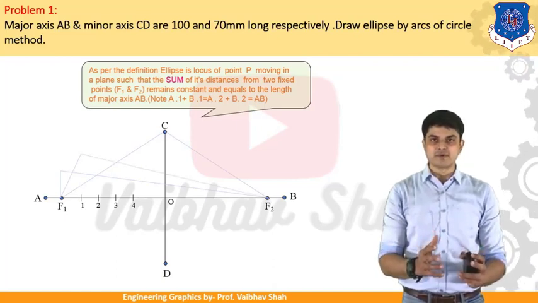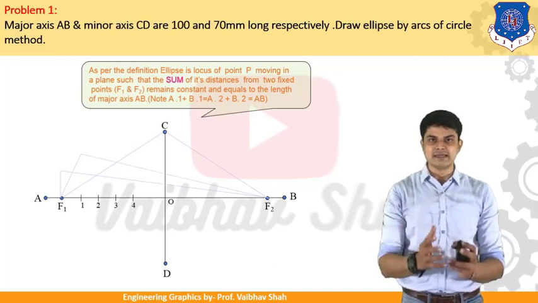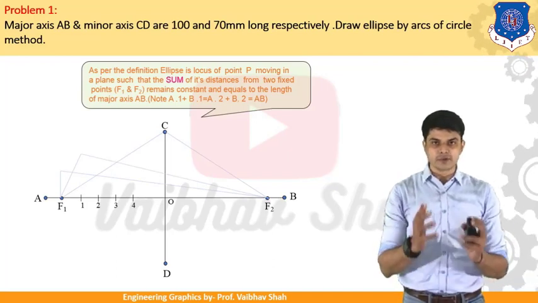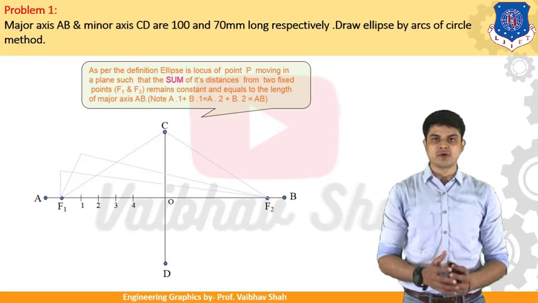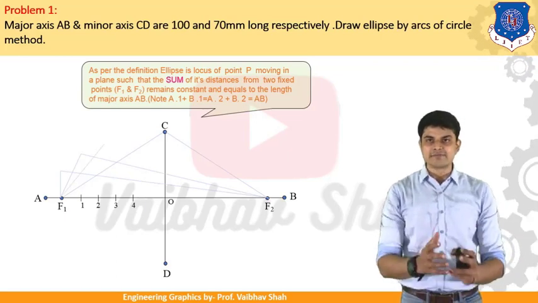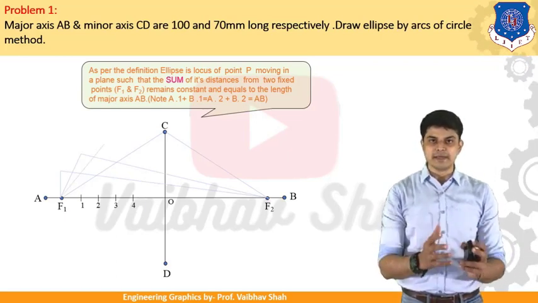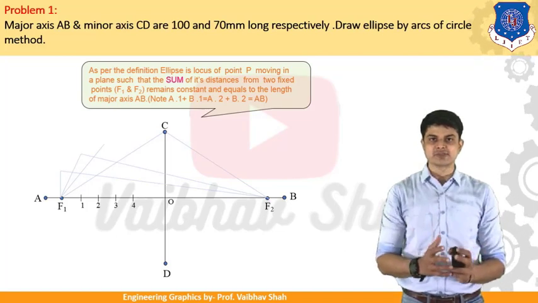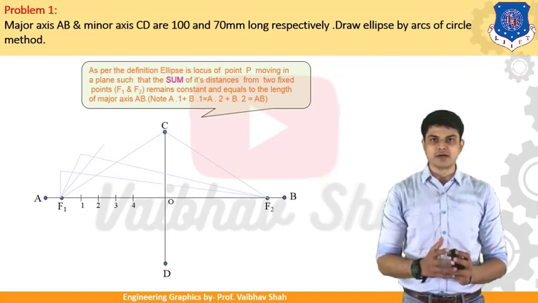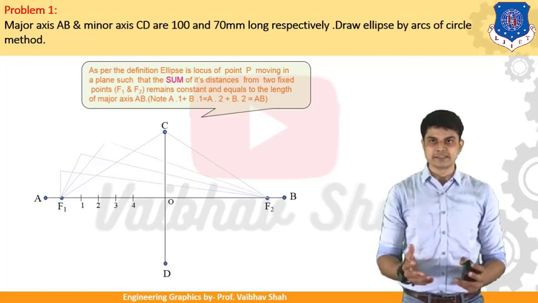Then after, put your rounder once again at A, take A3 distance on your rounder, put your rounder at F1 and try to draw the arc like this. Then after, put your rounder on point B, take B3 distance on your rounder. Now put your rounder at F2 and cut the previously drawn arc like this.